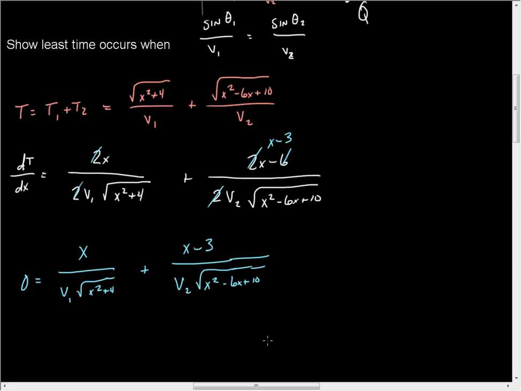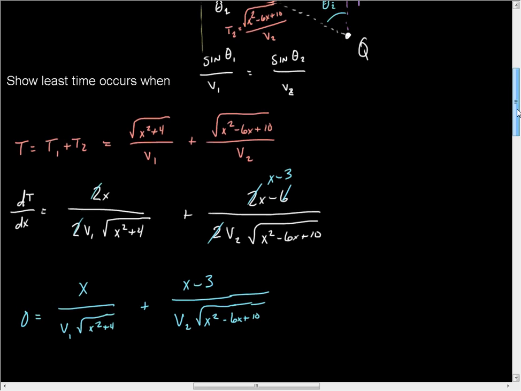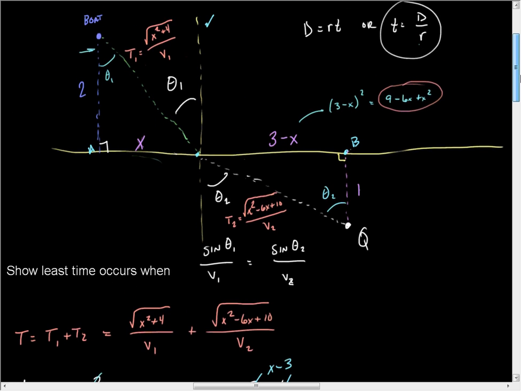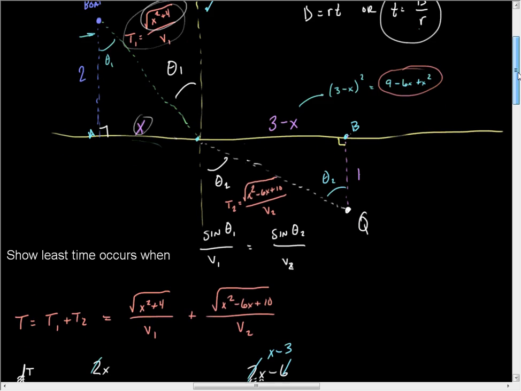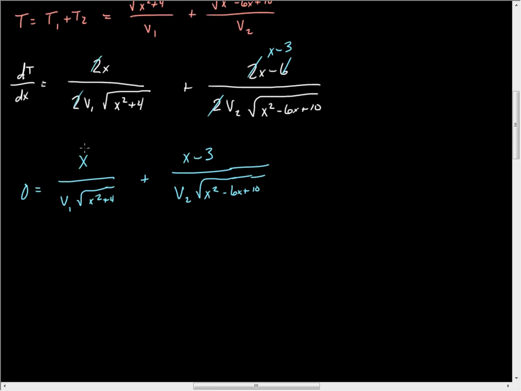Okay, so now that we've got that, we want to go ahead and take a look at what this is. If we look back up here, we see that if we take the sine of the angle, it's the opposite, which is going to be x, over the hypotenuse. But the hypotenuse, remember, is a distance. So it's just going to be that root x squared plus 4, which is this here. That is equal to the sine of theta 1.